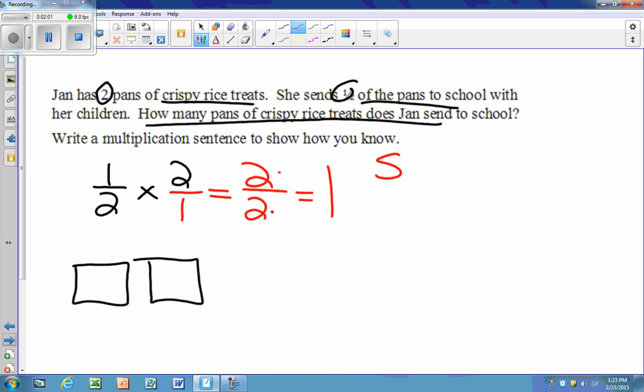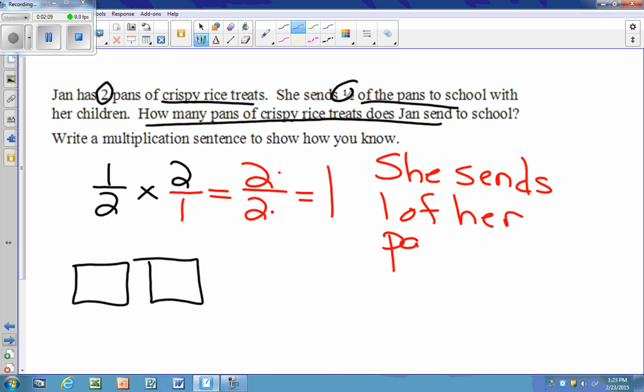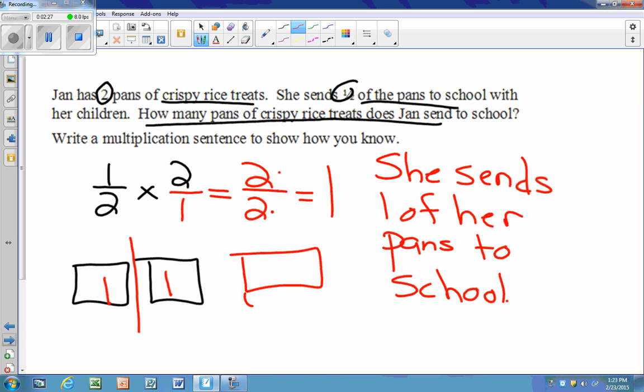So she sends 1 of her pans to school. And here's our picture. We have our 2. And we're going to split it into 2 groups. There's 1 in each. So we know that picture matches as well. We could do a tape diagram. Here's our 2, split into 2 groups, which was 1 of each as well.